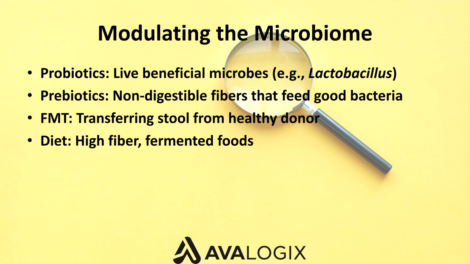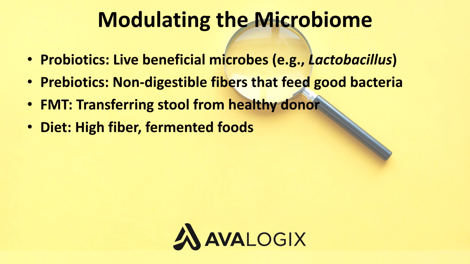Lastly, diet is the foundation. High-fiber, plant-rich diets provide a constant supply of prebiotics. Fermented foods like sauerkraut, miso, and kombucha introduce beneficial microbes. In contrast, Western diets high in fat, sugar, and processed foods reduce diversity and promote inflammation. Ultimately, modulating the microbiome isn't about a single pill, it's about sustained, ecosystem-level change. And that starts with daily choices in what we eat.